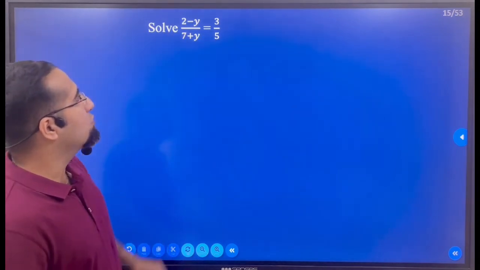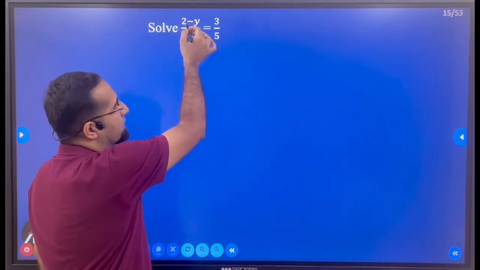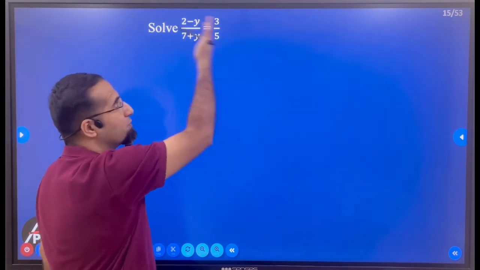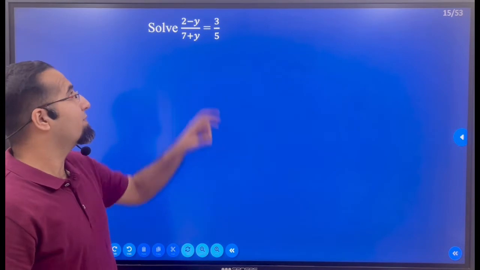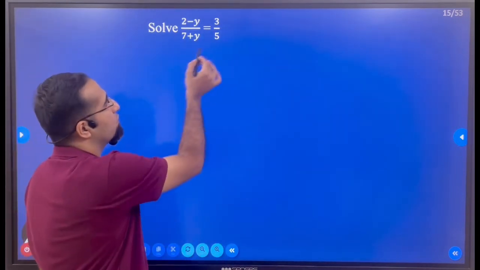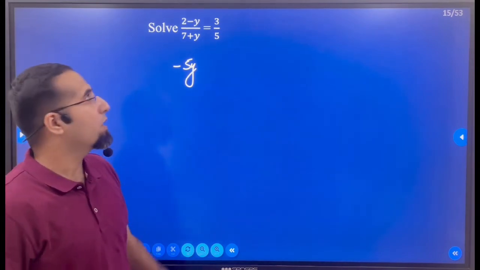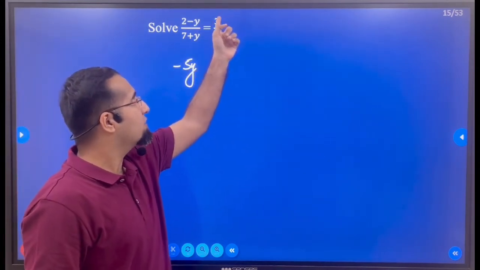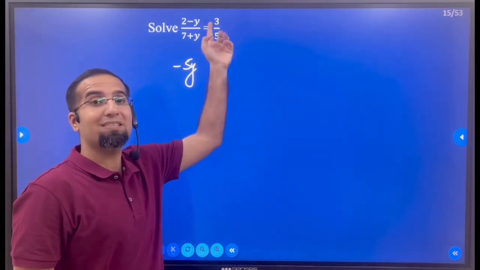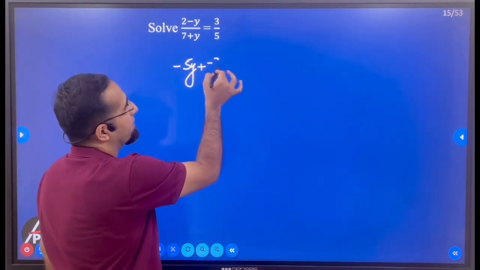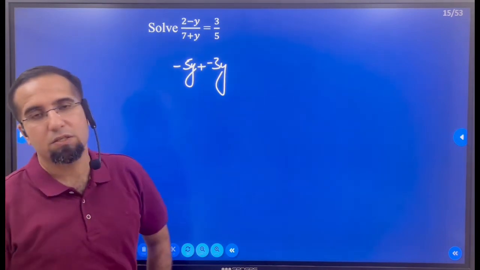Now 5 2s is 10, right? So let's bring all the constants to the right hand side and let's bring all the like terms to the left hand side. So 5 into minus y gives me a minus 5y. Clear? On the right hand side, if you see, 3 into y will give me a plus 3y. From the right hand side, I bring towards the left hand side, that becomes a minus 3y.